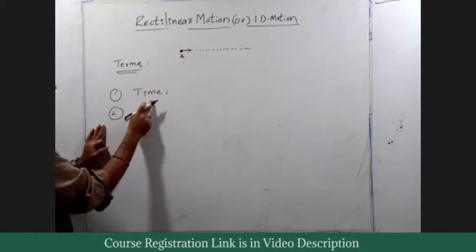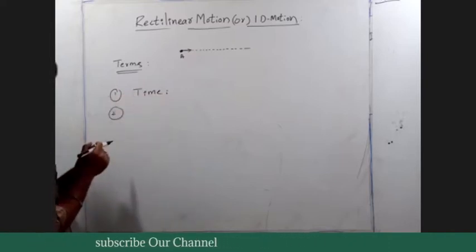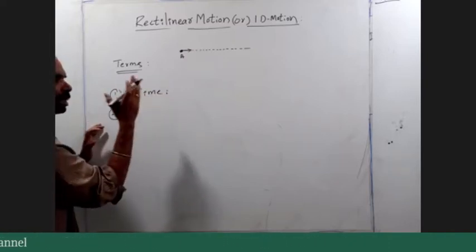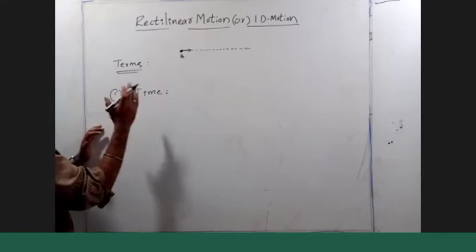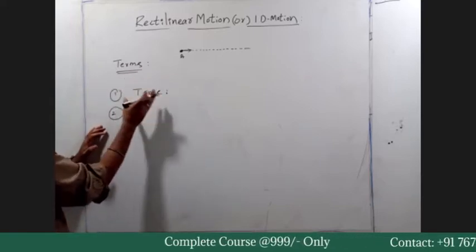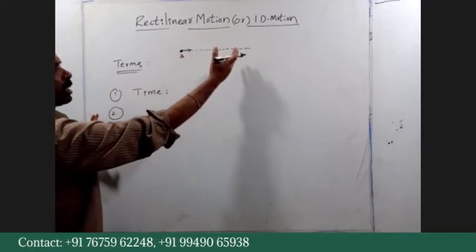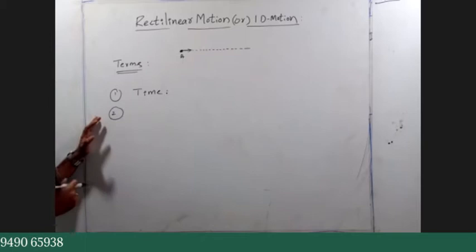Time is never negative, it is always positive. So we can use this time quantity to define the position of the moving particle at a particular moment or instant.